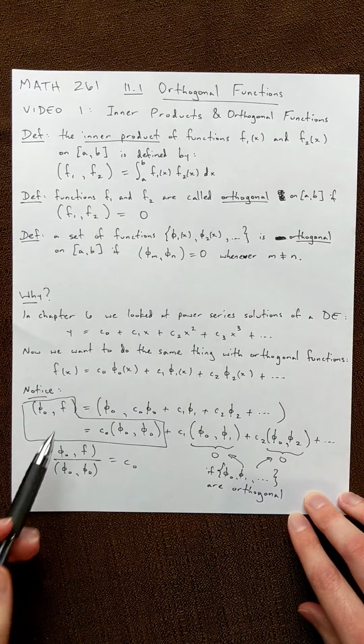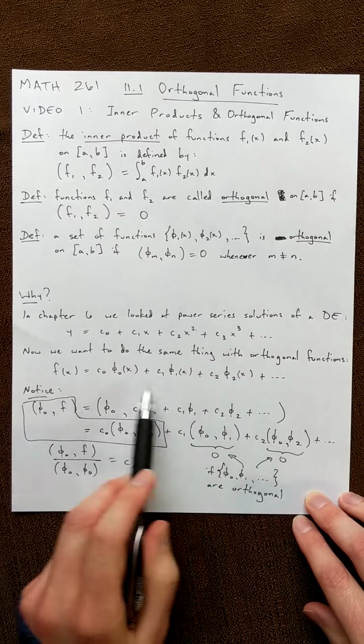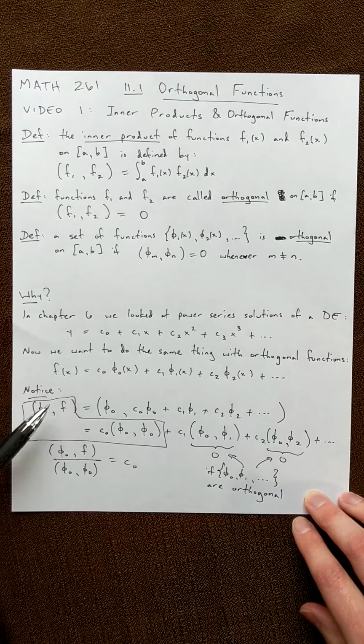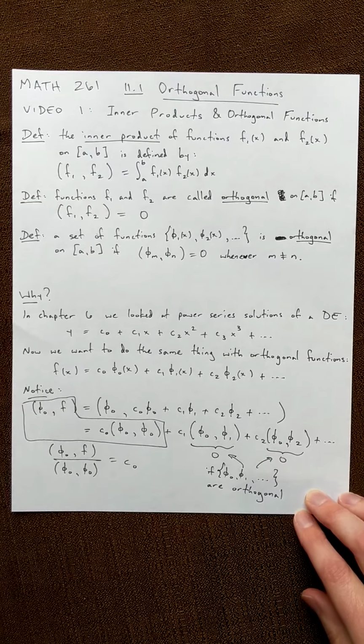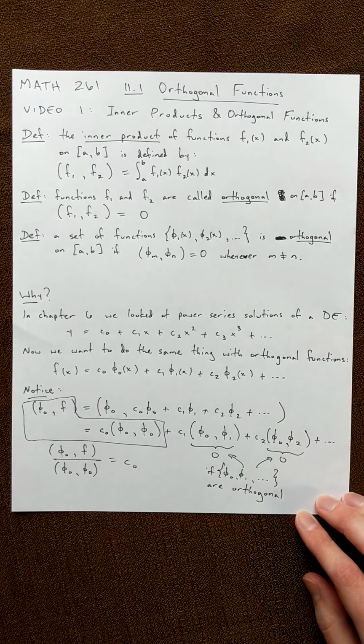And so writing a function as the orthogonal function equivalent of a power series ends up being not too terrible, because you're starting with an orthogonal set. A lot of the constants are going to drop out and turn into zeros.